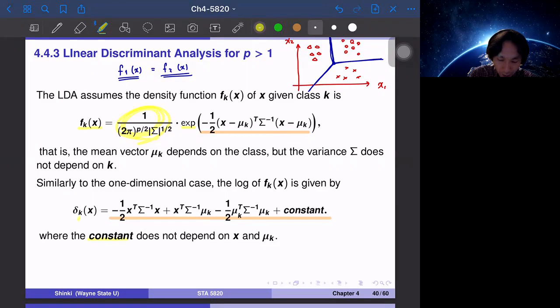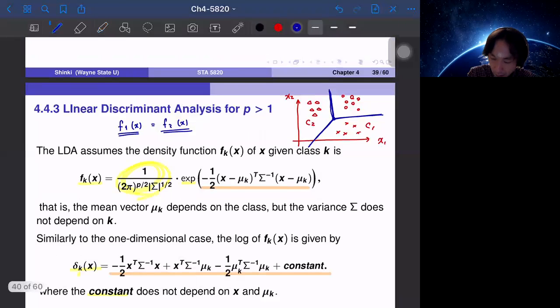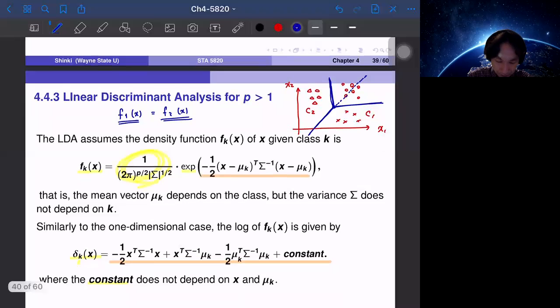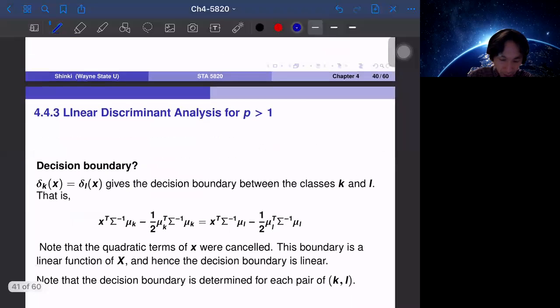So we equate delta 1 of x and delta 2 of x to find the decision boundary between class 1 and class 2. Suppose this is class 1 and this is class 2. What's the decision boundary? If we ignore class 3, then the decision boundary is like this, and that will become a straight line. We would like to show this. So how to do that? We equate delta sub k of x and delta sub L of x. Then we have this equation.